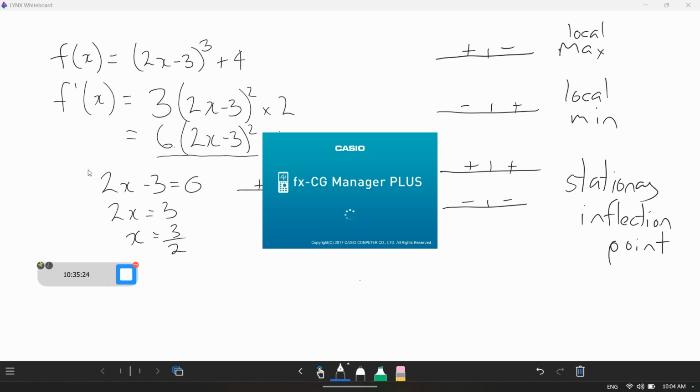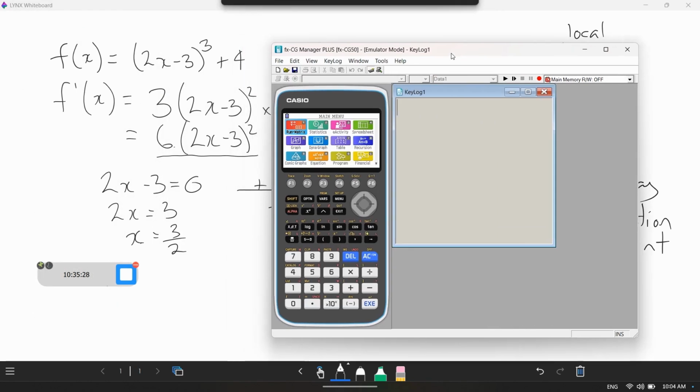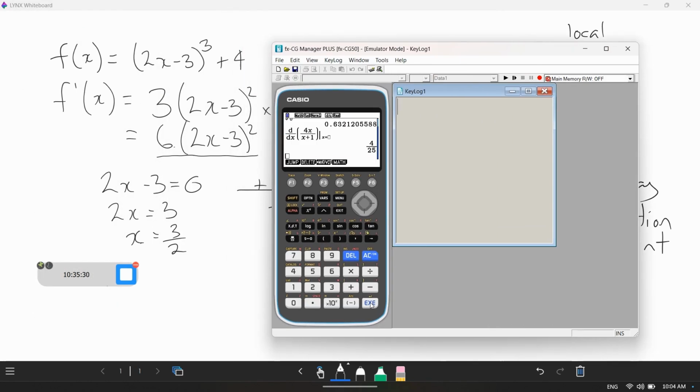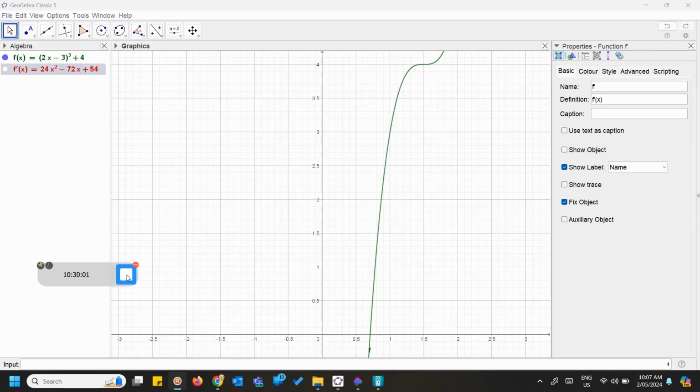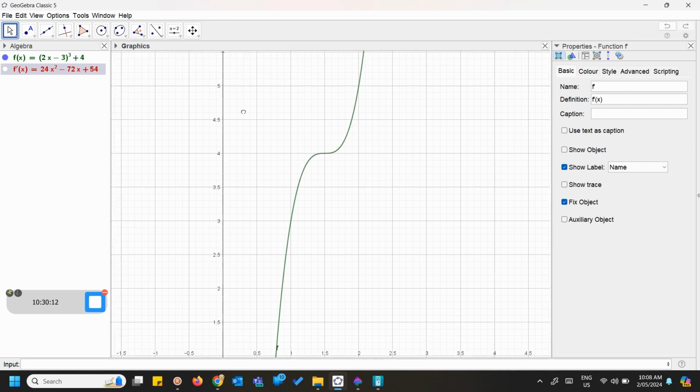So what we're doing here is we're just calculating what the original function would be if we substitute x for 3 on 2 to work out the corresponding y value, which from memory was 4. I think I cut that a little bit early, but that's okay. That was just using the calculator to calculate the corresponding y value, which was indeed 4.